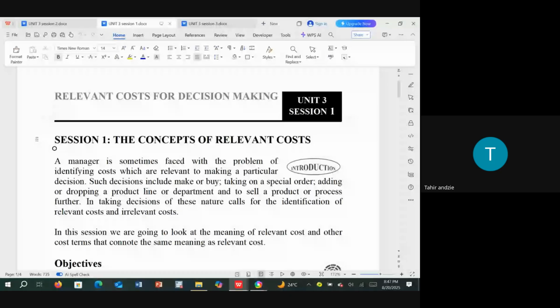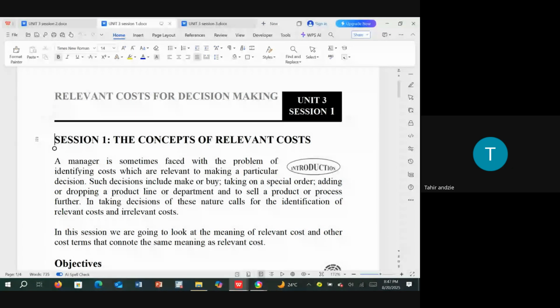If management is making a decision and a particular cost will change, will arise, or will be incurred when that decision is taken, then that will become a relevant cost. A cost that will not be influenced, will not be incurred, and will not change as a result of whatever decision management takes is irrelevant.